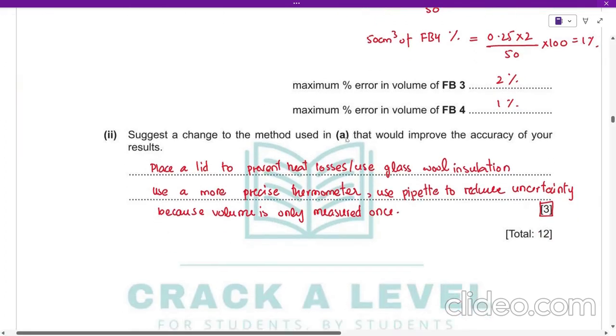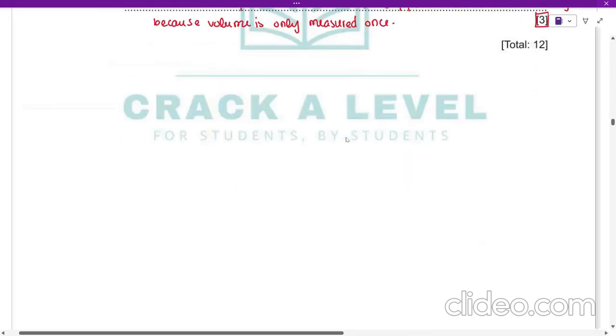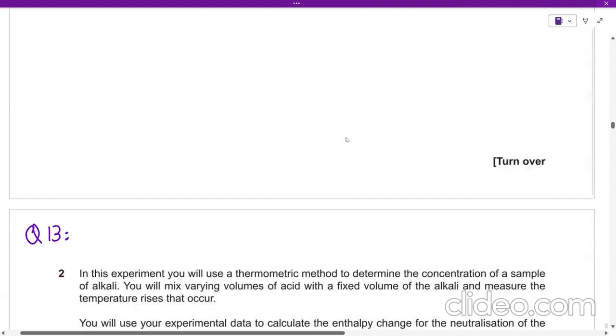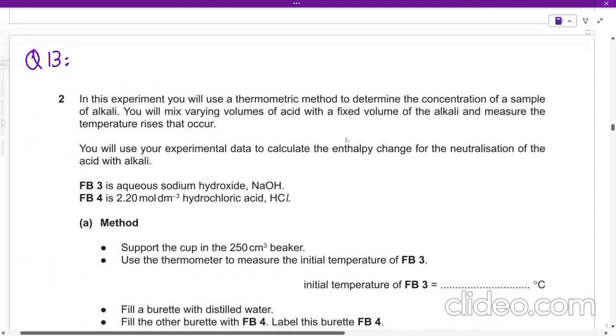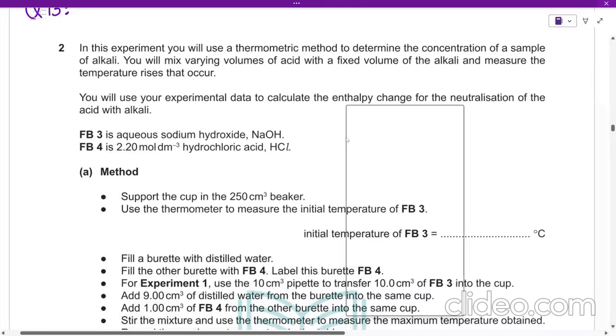I have also listed all the improvements in my revision video, so watch it if you have problems in identifying the limitations and improvements.